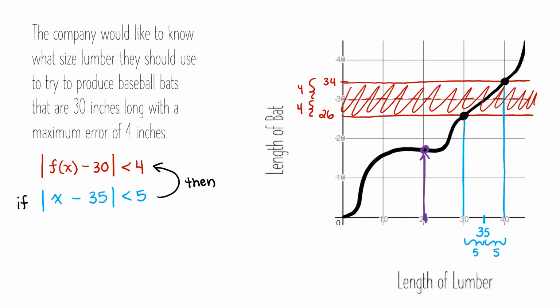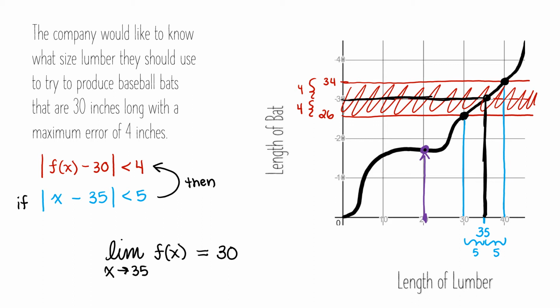And if we look at that, if we go to 30 and we trace down, we see that 35 as our length of lumber should output a bat that is that goal size of 30 inches long. So what we can kind of see is that our goal here is that the limit as x approaches 35, so as the length of lumber is approaching 35, we hope that f of x, the length of our bat, is approaching 30.